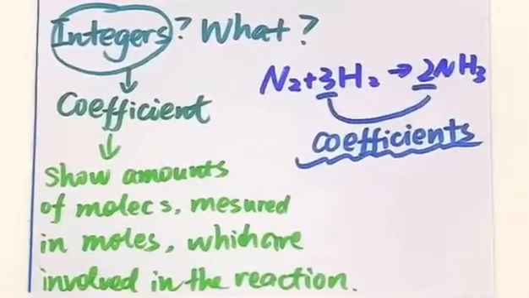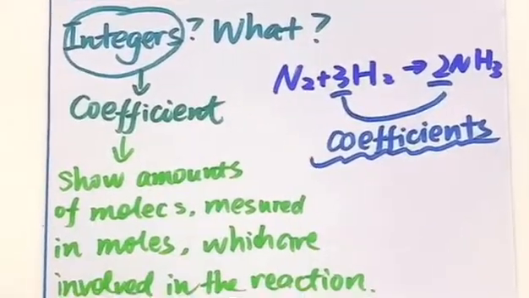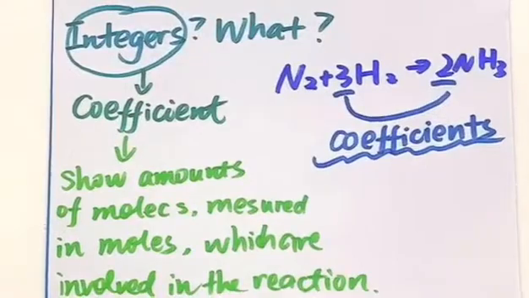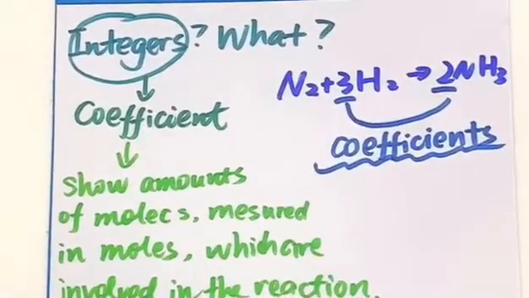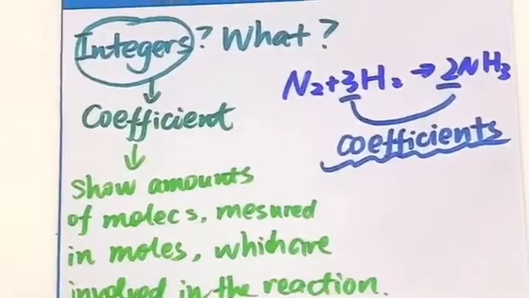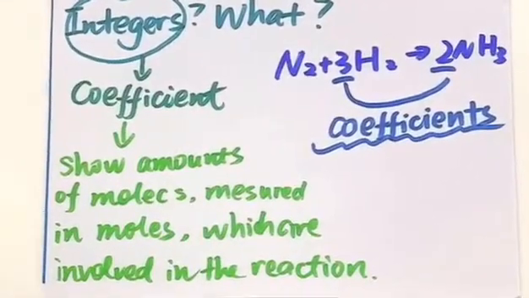If you're still confused about what coefficients are, then the 3 before hydrogen and the 2 before the nitrogen trihydride are coefficients. They stand for moles, like 3 moles of hydrogen can react with 2 moles of nitrogen trihydride. And that's it. It's super simple, right?